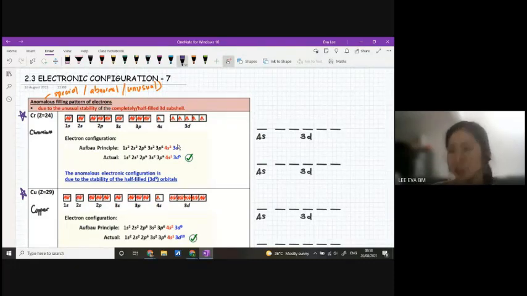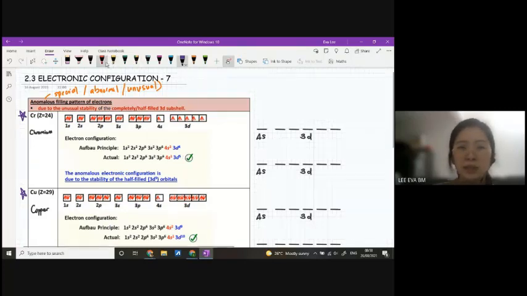Because in actual, the electronic configuration does not really follow the Aufbau principle. Okay, but it will arrange like this. 1s2 until 3p6, the same. And then 4s2 becomes 4s1. 3d4 becomes 3d5. Why do we say so? So let's do this one beside your table. Ini tulis sekali dalam awak punya nota ataupun buku nota awak.